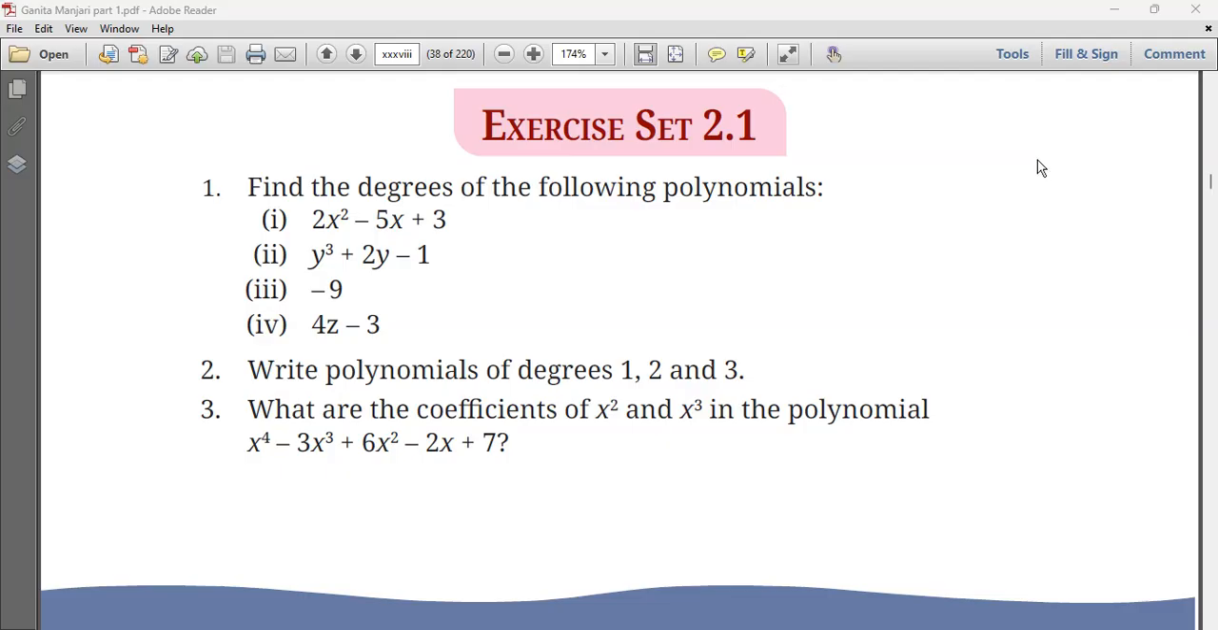In this video, we are going to see the solution of the second chapter, Introduction to Linear Polynomial, exercise set 2.1. Since the first and second exercises are very small, in this video I am going to explain the solution of the first and second exercise. We'll see the solution of the first question of the first exercise.